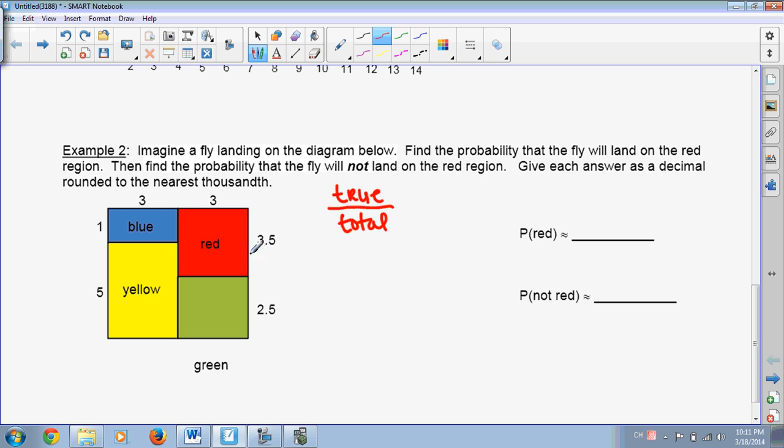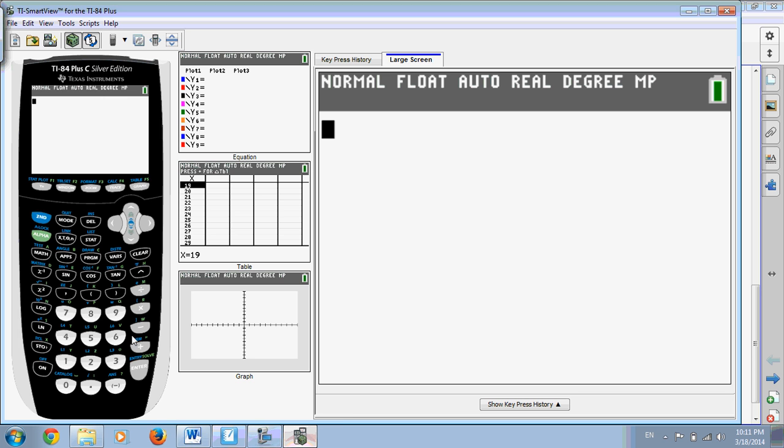So obviously red almost looks like a square, but it's not. It's a rectangle because the length and the width are different. The length is 3, the width is 3.5, or the base is 3, the height is 3.5. Either way, we need to multiply 3 times 3.5 to find the area of the red. So let's go to our calculators.